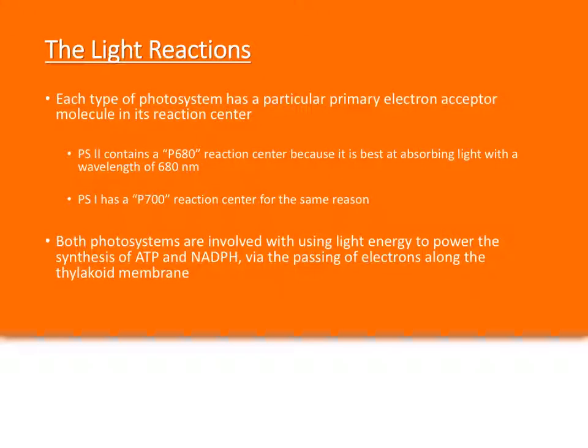Now, each type of photosystem is defined by its reaction center. And the reaction center is basically an electron acceptor, kind of like oxygen was for respiration. And the reaction centers can differ. In photosystem 2, we have a reaction center that we call P680. And we call it this because this reaction center, and therefore this type of photosystem, is best at absorbing light with a wavelength of 680 nanometers. So in other words, it is the photosynthesis 680 reaction center. Photosystem 1 is called P700 for the same reason. This one is going to do photosynthesis best at about 700 nanometers.